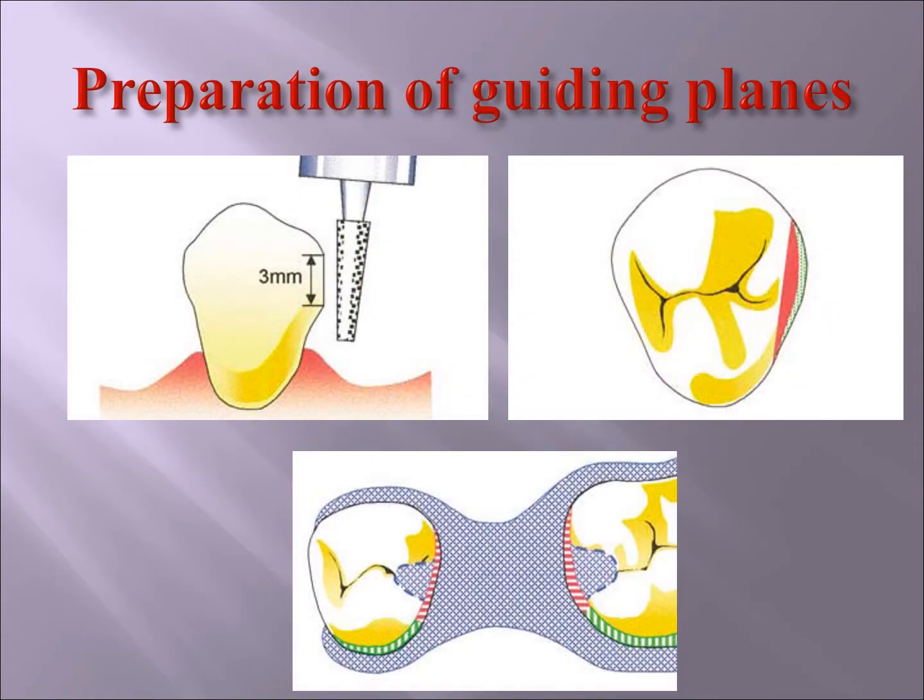Now the preparation of the guiding planes. In the lab you usually use low speed handpieces, straight handpieces on the acrylic teeth, but for cutting enamel you always need a high speed handpiece, and for proper cutting you need diamond burs. You need fissure or straight fissure diamond burs. You can use chamfer or shoulder burs for the preparation at high speed.